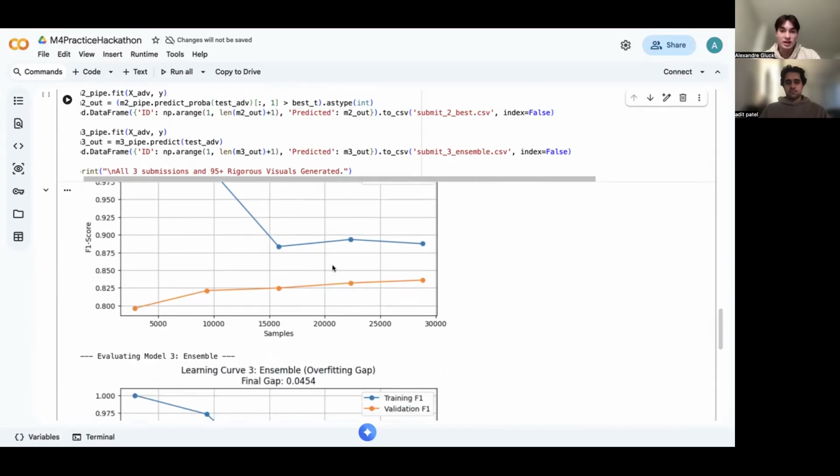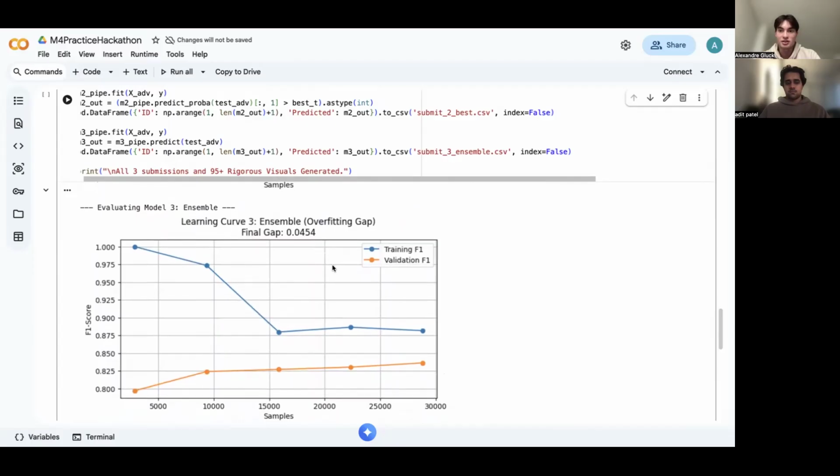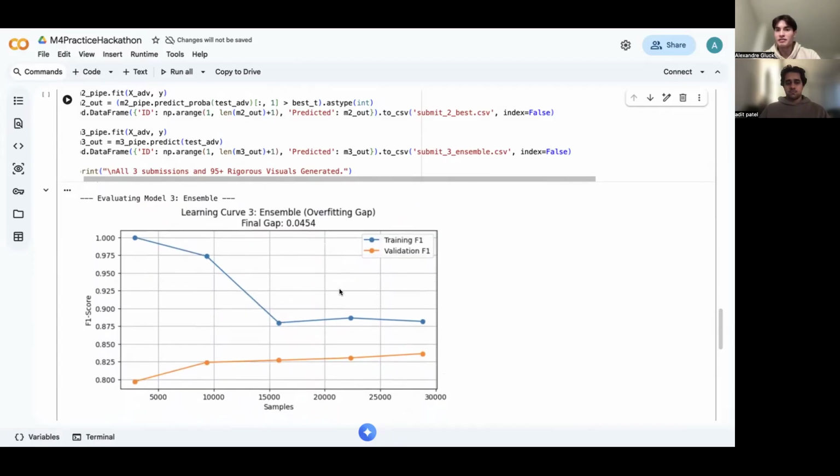And finally, looking at the third learning curve here for our ensemble experiment. We tried a rather complex soft voting ensemble, but it dropped our score down to 0.837. While the training score remained high, the validation score struggled to keep up, and the gap between the two widened significantly compared to Model 2. This visual evidence of overfitting is exactly why we reverted to our second model. It taught us that our optimized single model generalized better than an over-engineered ensemble.